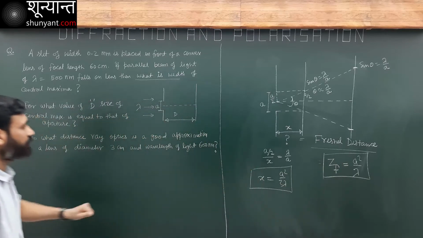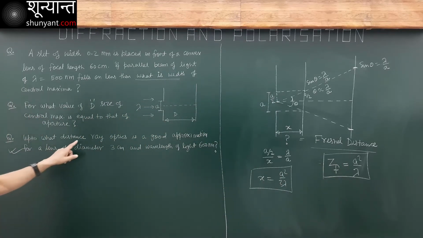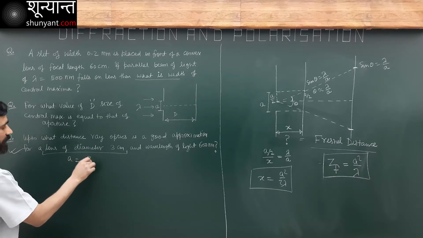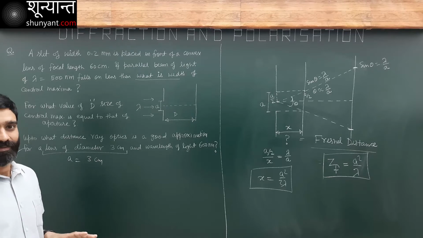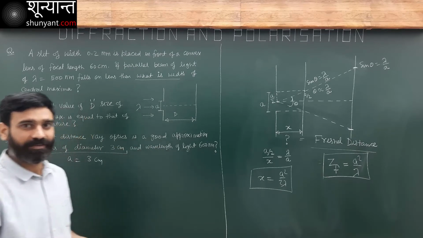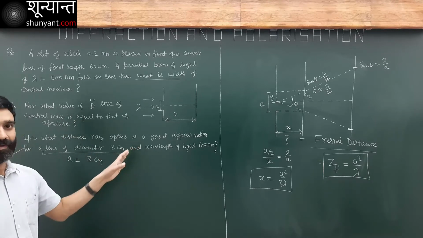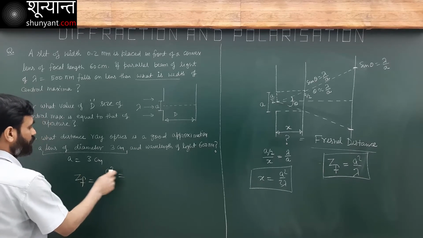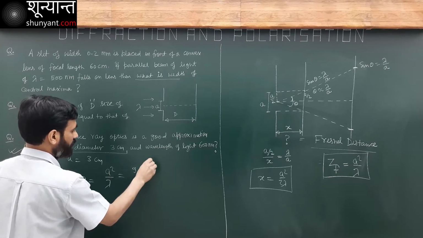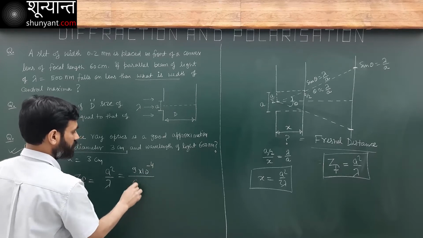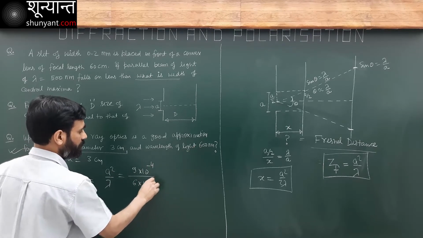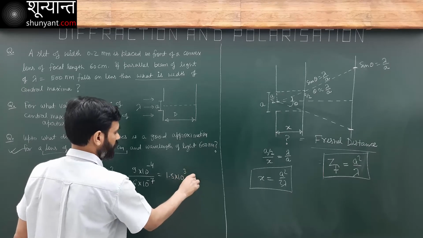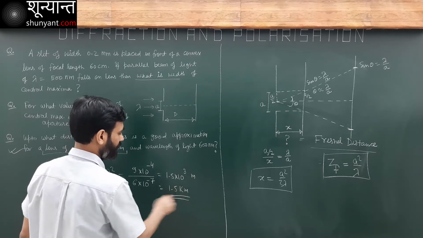And now this is what we are going to use to answer this. Up to what distance is ray optics a good approximation for a lens of diameter 3 cm? That means this is the aperture. Aperture is 3 cm. Light is passing through that lens. That becomes my aperture. Wavelength is given. So I will find my ZF. It will be equal to a square over lambda. It is equal to 9 times 10 to the minus 4 over 6 times 10 to the minus 7 meter. So this will be 1.5 times 10 to the 3 meter. It will be 1.5 kilometer, a large distance.